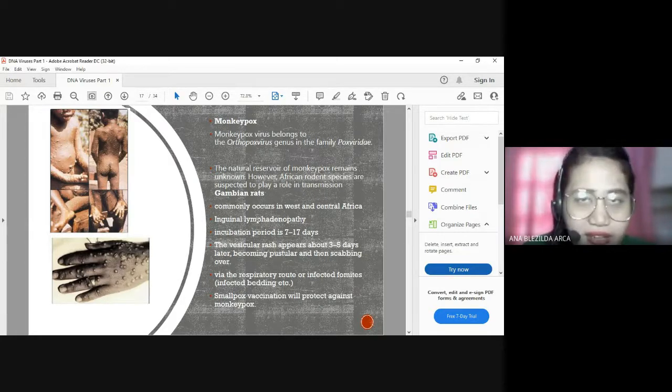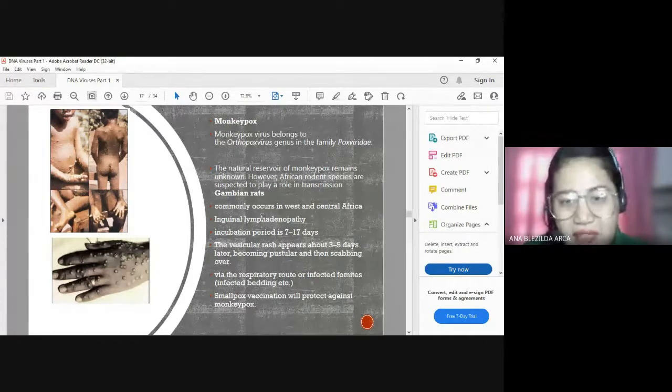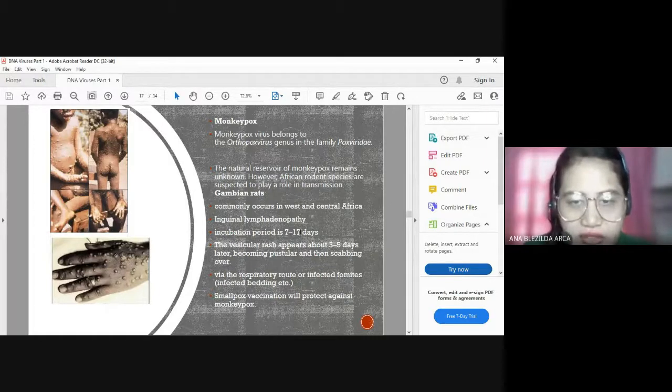And anong characteristic? They're going to have inguinal lymphadenopathy. So nagkakaroon ng mga kulanis sa mga singit yan. Okay? And then they're going to have incubation period of 7 to 17 days. Then after that, they're going to have the vesicular rashes like this one. The vesicular rash, they appear about 3 to 5 days later, becoming pustular, and then scab formation can be seen.